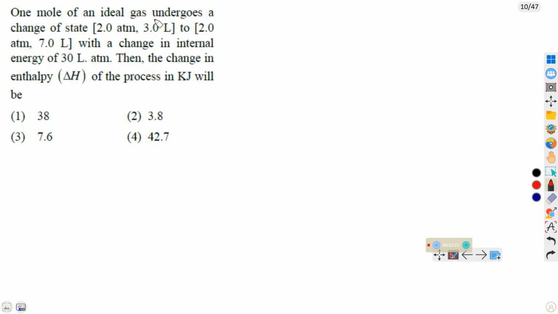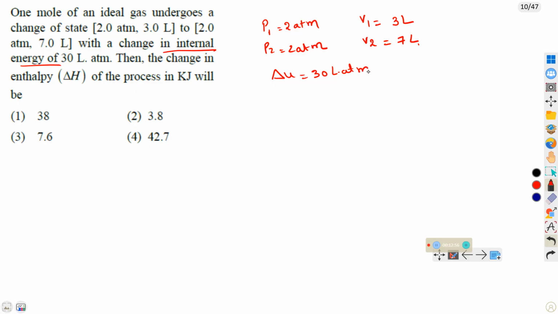1 mole of an ideal gas undergoes a change of state from 2 atmosphere 3 liters to 2 atmosphere 7 liters. That means P1 is 2 atmosphere, and P2 is also 2 atmosphere. There is no change in pressure. And volume V1 is equal to 3 liters, V2 is equal to 7 liters. The change in internal energy, delta U, is given as 30 liter atmosphere. Then calculate the delta H value. How much?